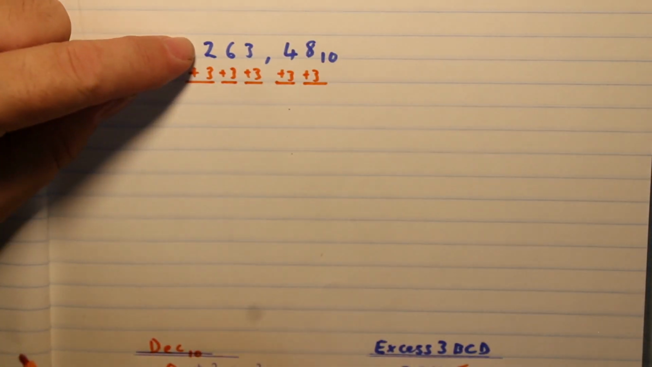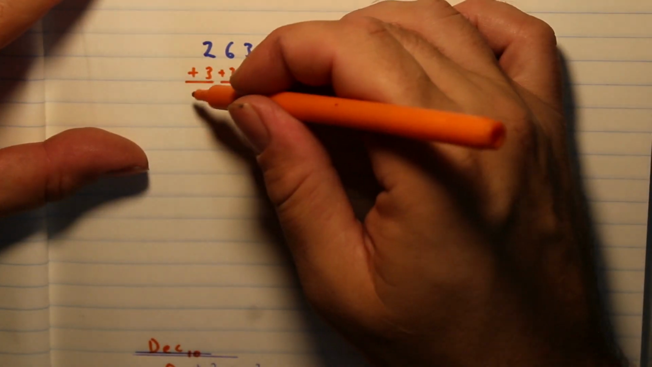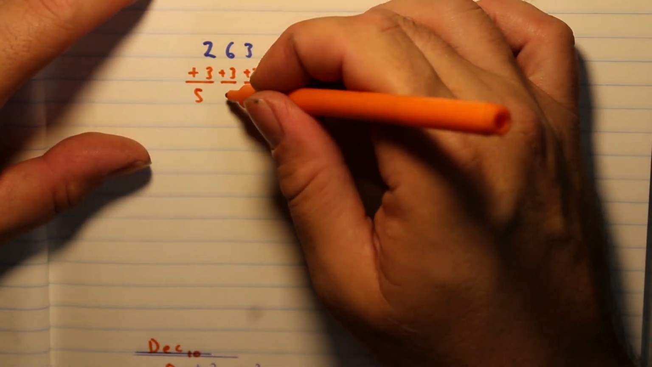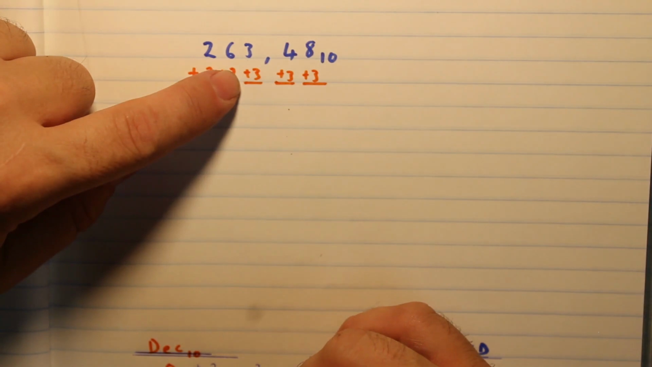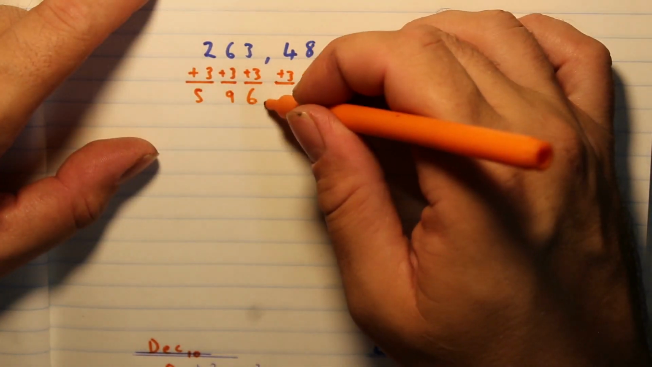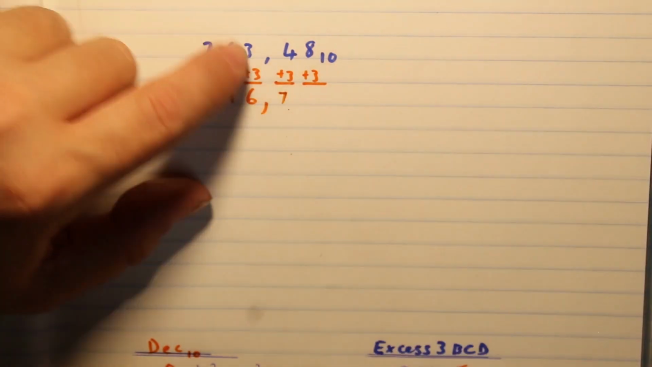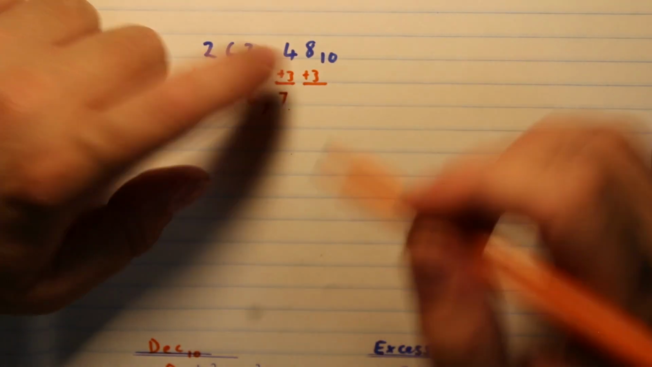So then I can just add these numbers up. The first one, 2 plus 3 gives you 5. 6 plus 3 gives you 9. 3 plus 3 gives you 6, comma, 4 plus 3 gives you 7, and 8 plus 3 gives you 11.